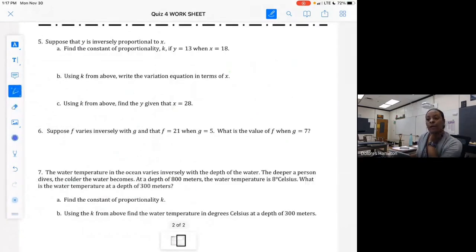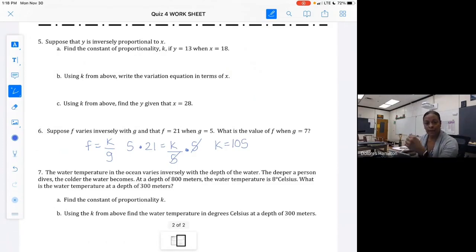So if we're looking at question 6, it's the same idea, except we need to do more work to find the information. So if they're telling me f varies inversely with g, I know that has to be true. Then they give me the two values that I know. When f is 21, g is 5. So I plug 21 and 5 in for f and g. And now I have to find k. So I want to get k by itself, so I'm going to multiply both sides by 5. And that gives me that k is 105.